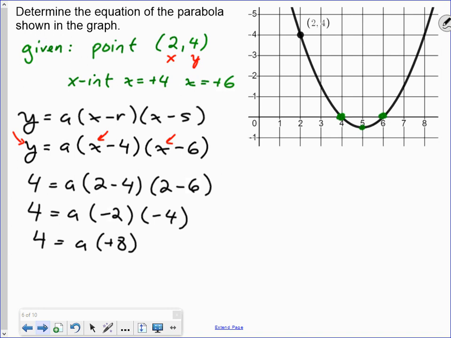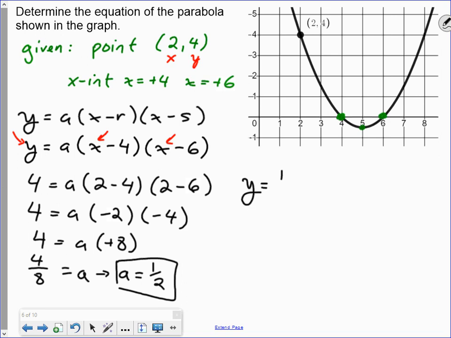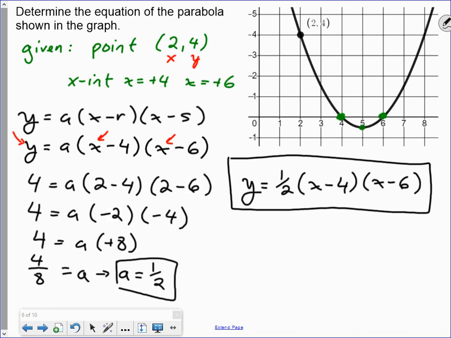I'm going to solve for a. So a is going to be 4 divided by 8, or I could write that as 1/2. So let's just say a is equal to 1/2. a is the last piece in our puzzle here. So our equation is going to be y = 1/2(x - 4)(x - 6). That's the equation of our parabola.